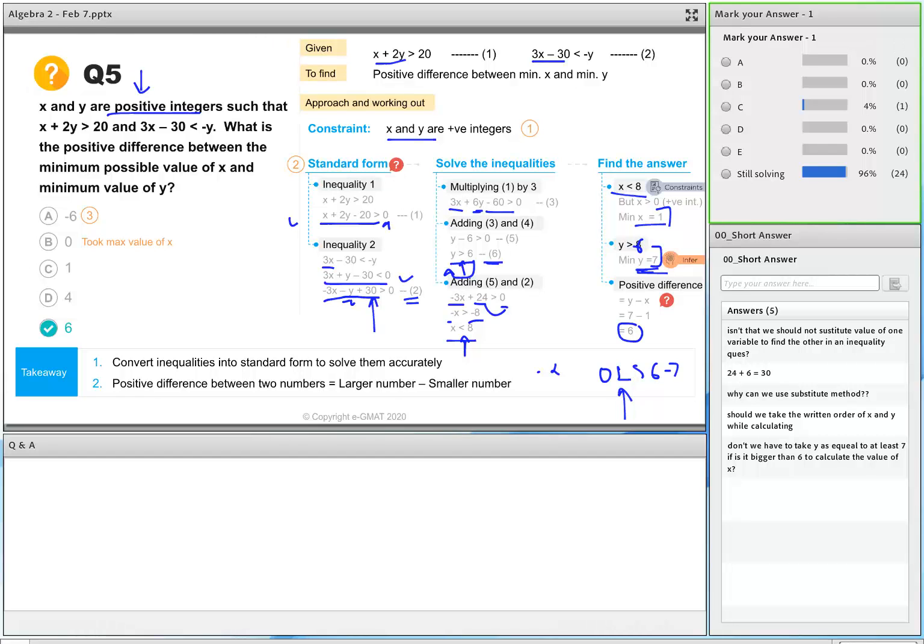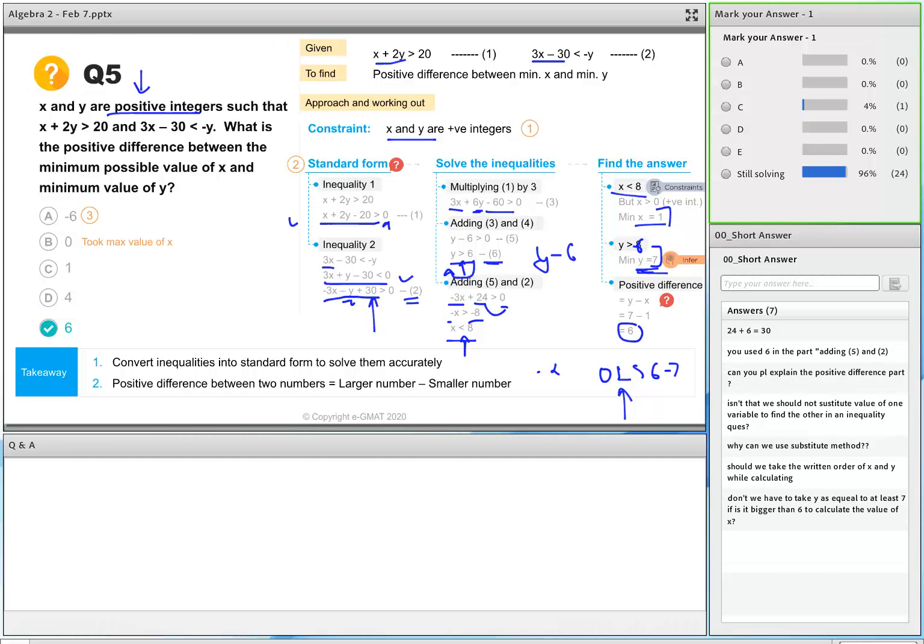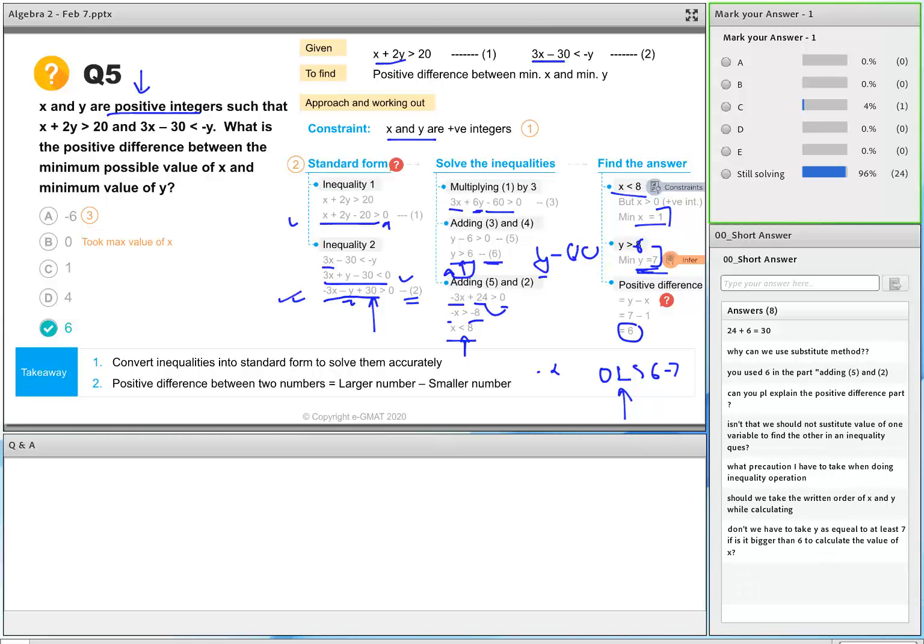Here in equation 6, what you see is y minus 6 is greater than 0. Now, if I take y minus 6 is greater than 0 with this inequality number 2 and add both of them, what do you get? You get minus 3x. The minus y with the positive y cancels out each other. I have a minus 6 over here, and with 30, it becomes 24. I hope that is now clear to you.